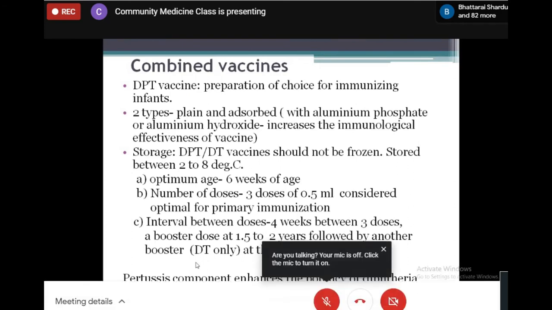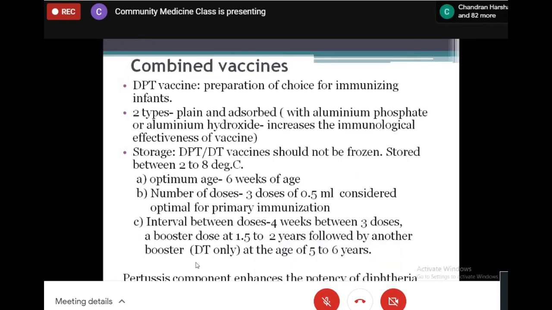And storage: this DPT, DT, all the vaccines should be stored at 2 to 8 degrees Celsius. All the vaccines at the immunization center will be stored at this temperature, plus 2 to plus 8 degrees Celsius. So it will not be frozen. Frozen vaccines are only at the manufacturing level. Once it reaches the immunization center, you have to store it between 2 to 8 degrees Celsius.